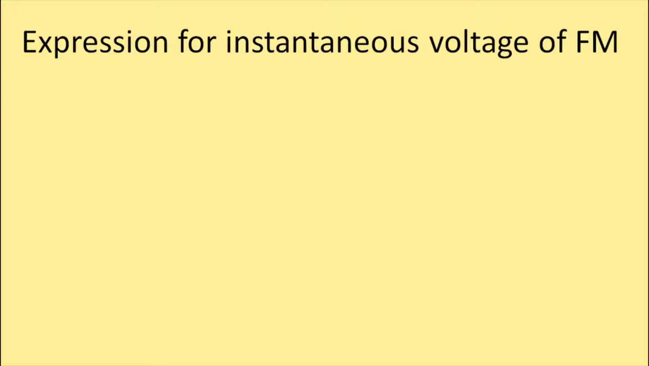Signal. The expression for instantaneous voltage of FM. Here we will give the representation for message signal as Vm of t is equal to Vm cos omega mt. Students, this is the same equation that we had discussed before in the previous video. So here Vm is the amplitude of the message signal, omega m is the angular frequency of the message signal, and that is given as equal to 2 pi fm, where fm is the frequency of the message signal. I number this as equation 1.